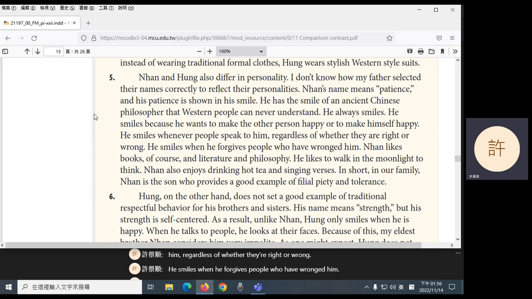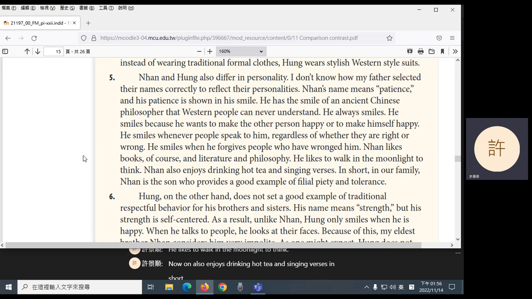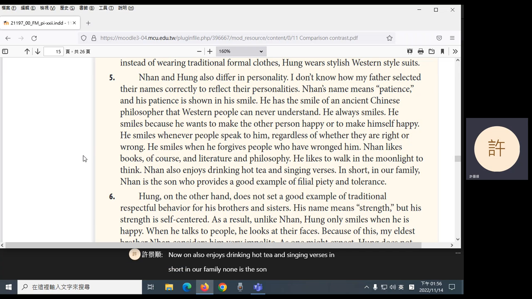Nan likes books, of course, and literature and philosophy. He likes to walk in the moonlight to think. Nan also enjoys drinking hot tea and singing verses. In short, in our family, Nan is the son who provides a good example of filial piety and tolerance. Filial piety is xiaodao.